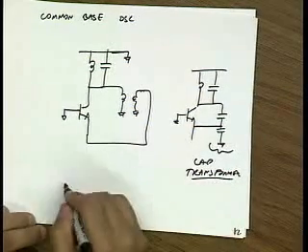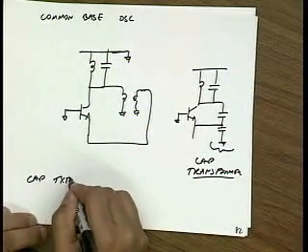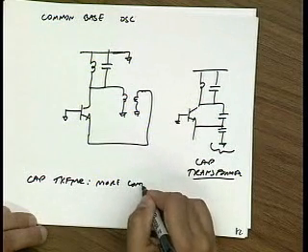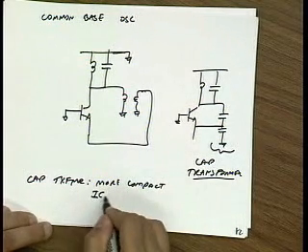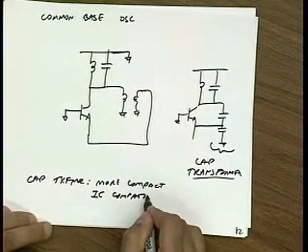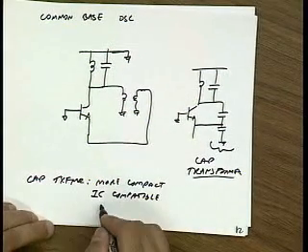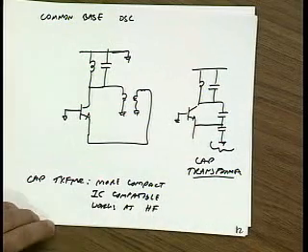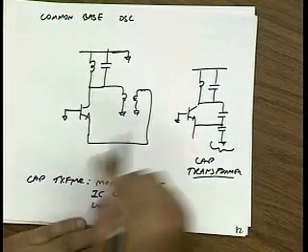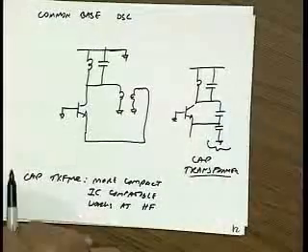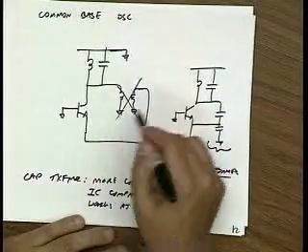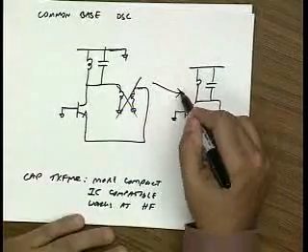And this is basically more compact. It's IC compatible and works at higher frequencies than a transformer. So definitely this is a preferable way of designing an oscillator because it doesn't require the transformer. Okay?